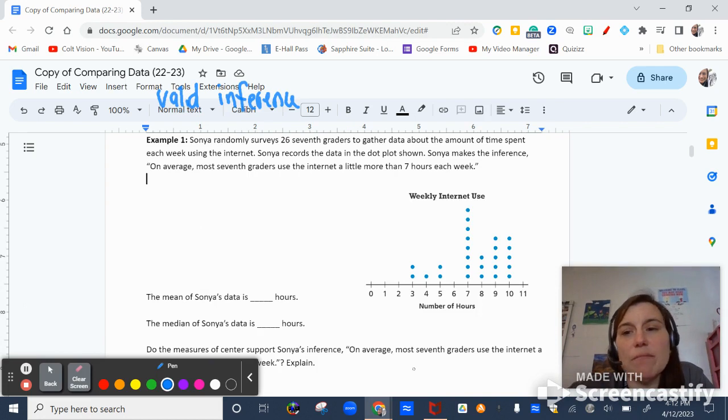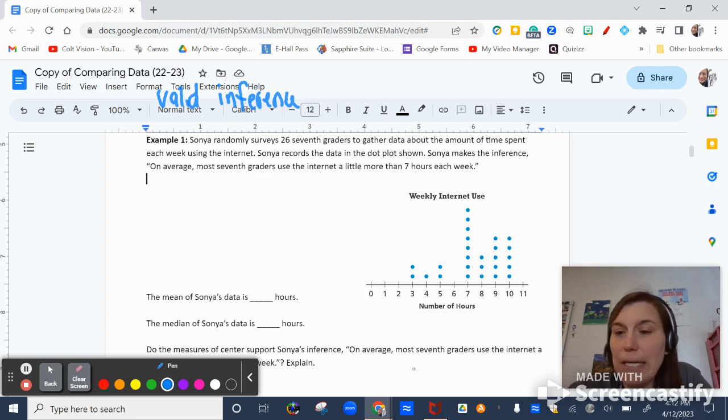Here's a story about Sonia. Sonia has surveyed 26 seventh graders. In our class recently, we were doing some surveys and we're using that data to draw conclusions, to gather data about the amount of time spent each week on the internet. Sonia records the data in the dot plot shown and makes an inference and says, on average, most seventh graders use the internet a little more than 7 hours each week. So that's her inference. Now, to get that inference, she looked at the data.